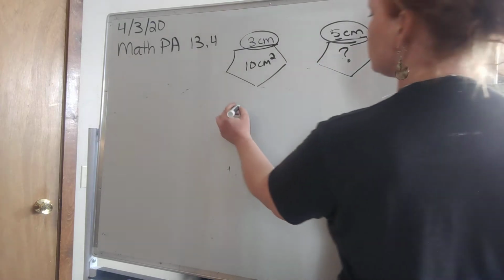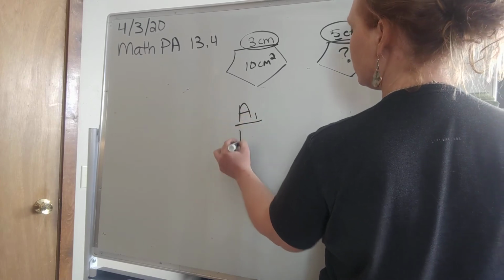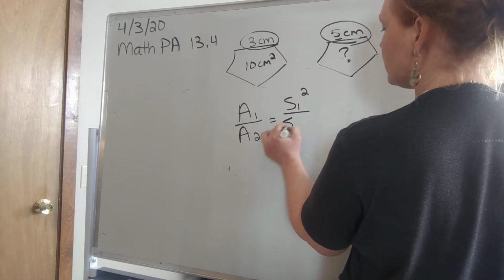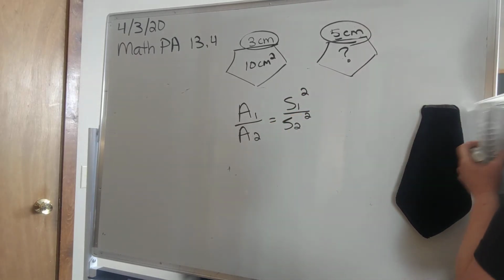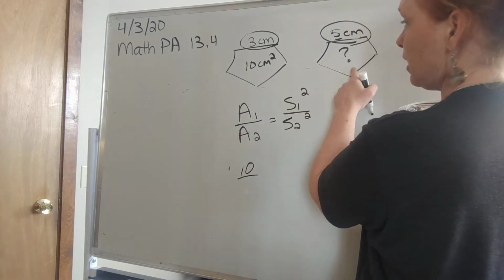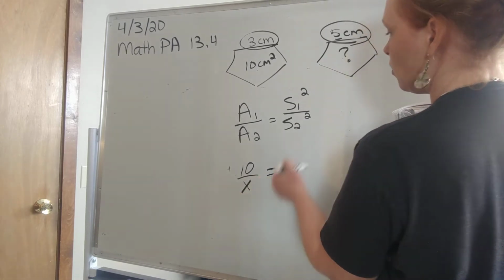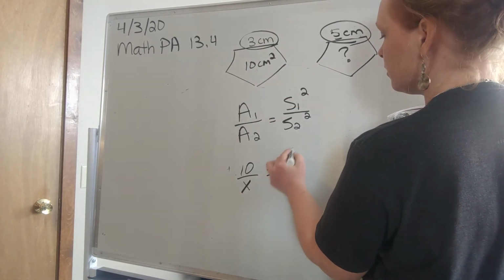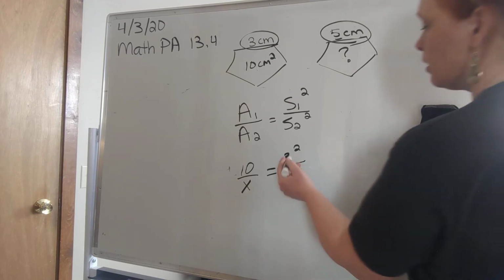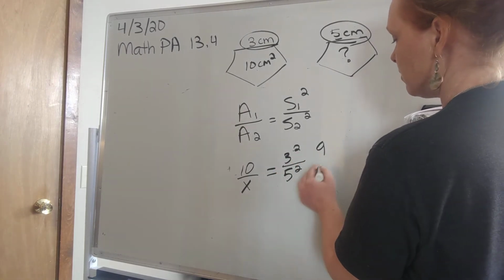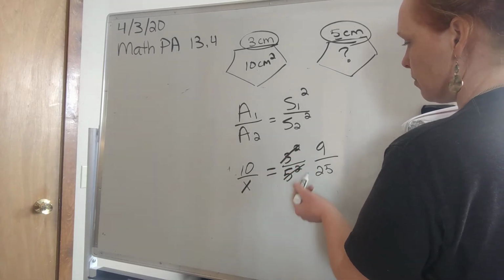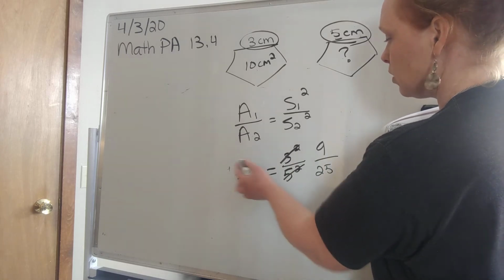So remember, when we talk about the area, we're saying the area of the first over the area of the second will equal the first side squared over the second side squared. What is the area of the first? 10. Do we know the area of the second? Nope. Equals side 1 squared over side 2 squared. We're just plugging it in. 3 times 3 is 9. 5 times 5 is 25. Now we're going to go ahead and cross multiply.